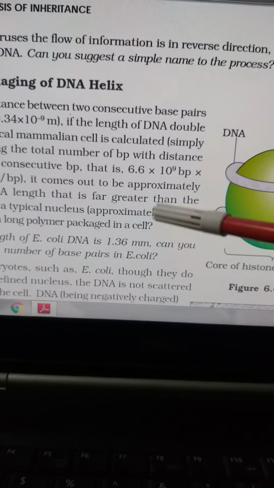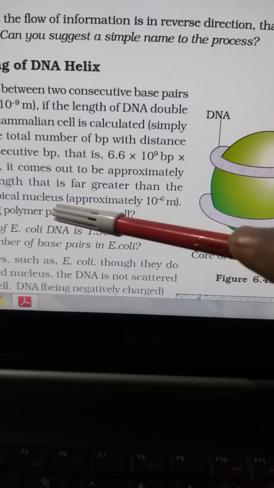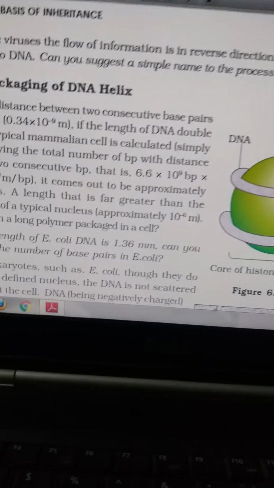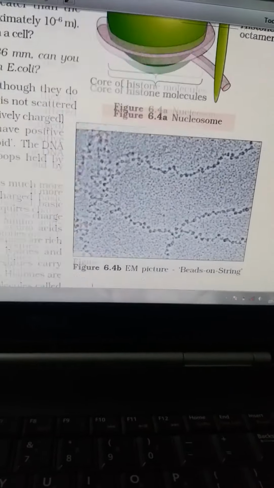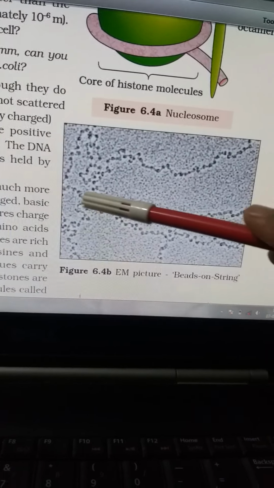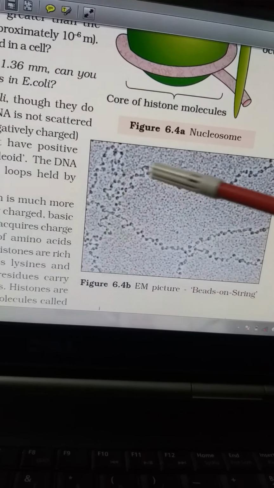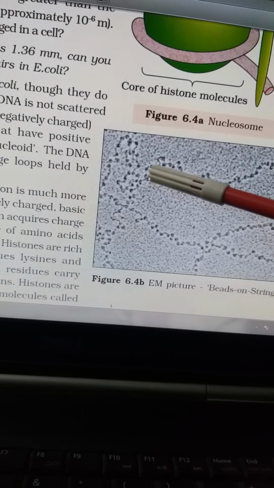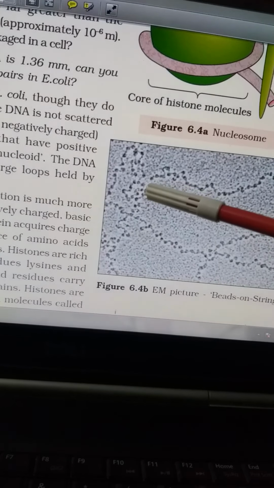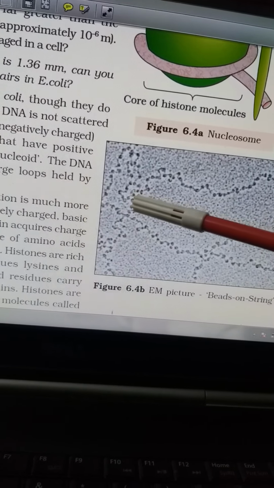So this length is far greater than the dimension of a typical nucleus. So you can imagine how tightly it is packed within the cell. Now here you can see it's like a beaded string or a beaded garland thrown away. The beads that are visible are basically the nucleosomes, made of the histone protein molecules.